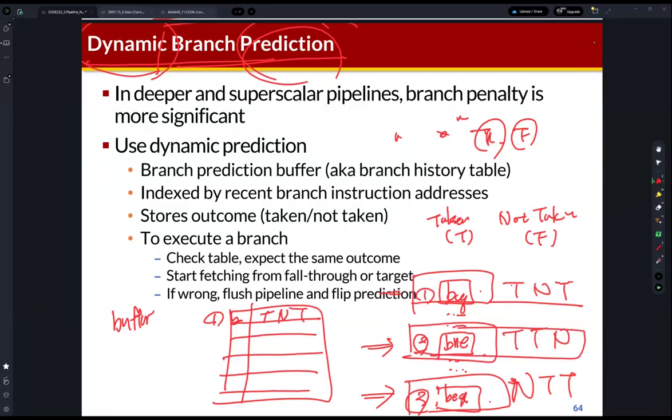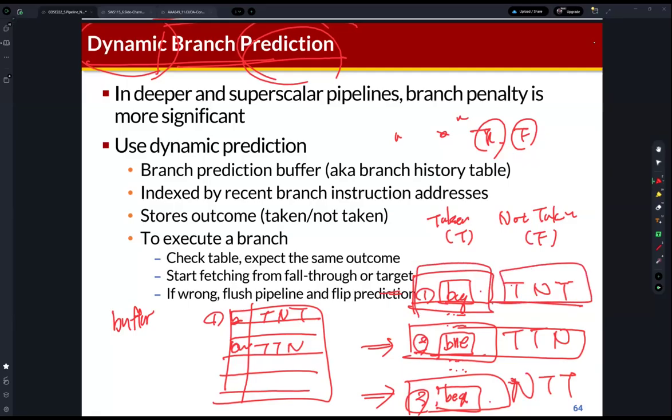Oh, this is the set B and E, and then this is taken, taken, not taken, like this. And then by analyzing the previous result, we can just predict. We can predict the result of a branch instruction. So I said that for each branch instruction, we can store the result.